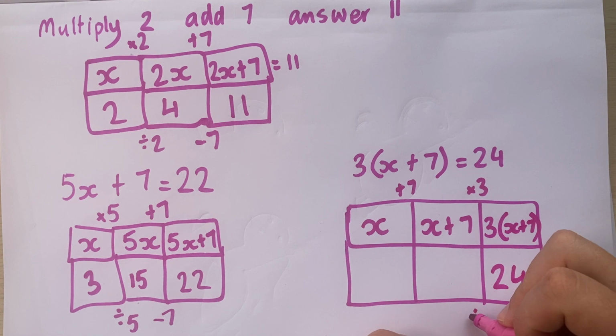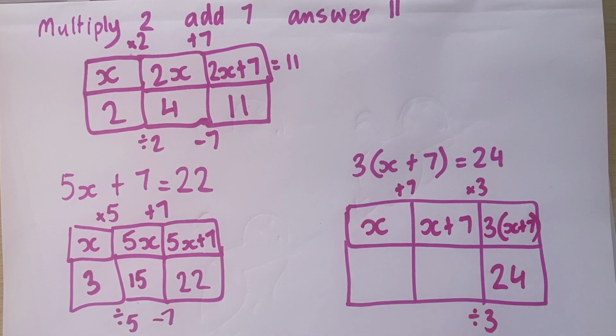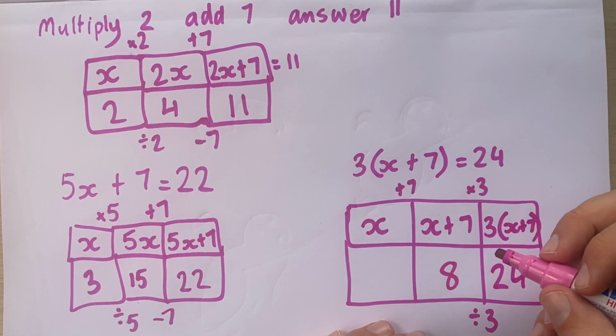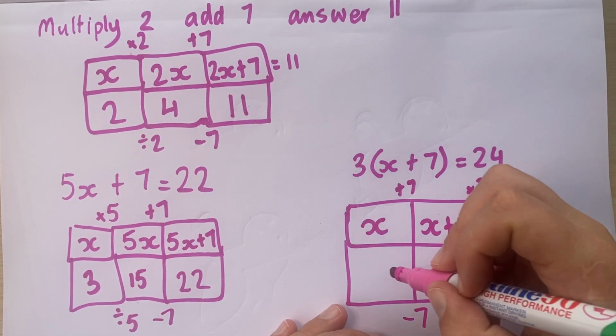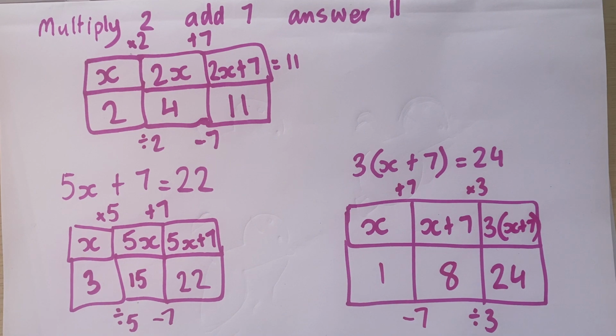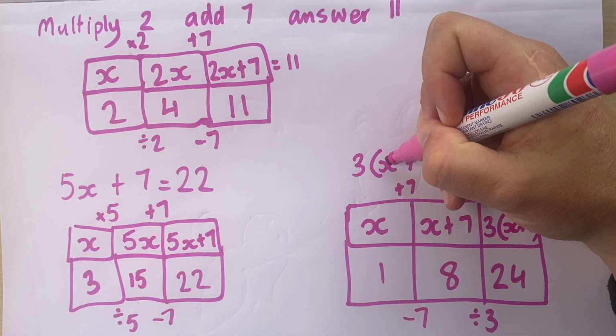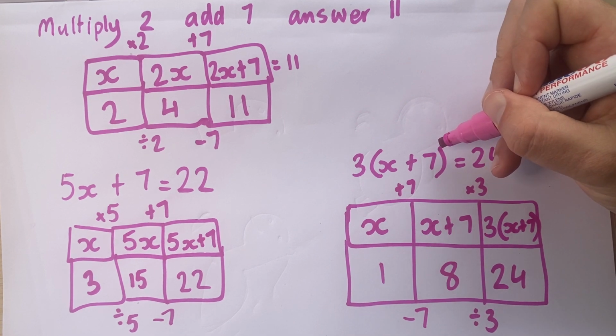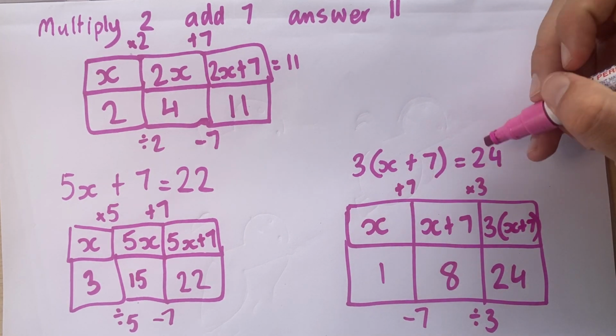Now we have to go backwards, so divide by 3. So 24 divided by 3, excuse me, is 8. Up here we're adding 7, so down here we're taking away 7, and it equals 1. So let's test that. 3 times 1 is 3. 3 times 7 is 21. 3 plus 21 equals 24.